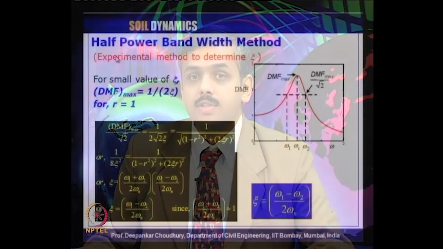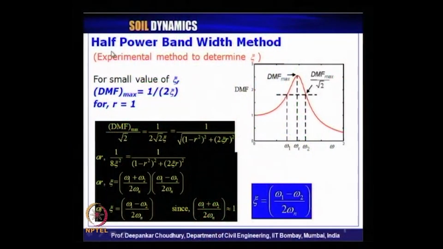Also, we have seen the concept of what is known as the half power bandwidth method. It is an experimental method to determine the damping ratio of a system, and using this concept we can find out the damping ratio based on the applied external frequency and the natural frequency of the system, expressed in this way.